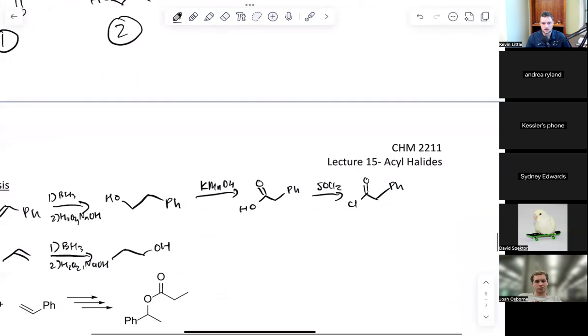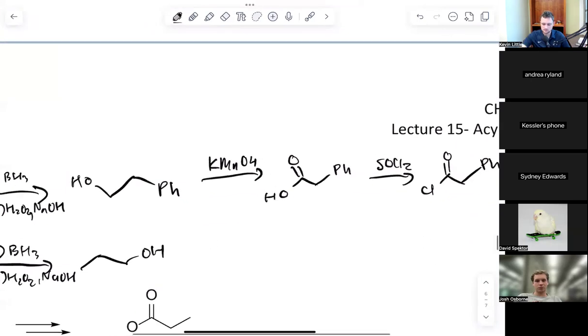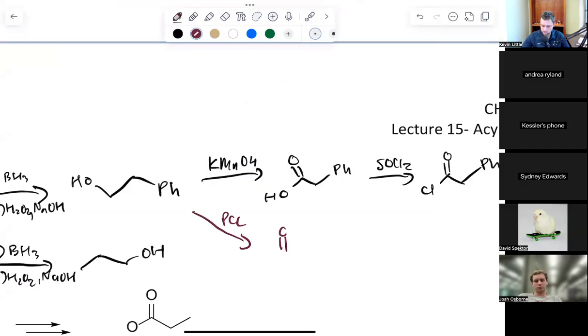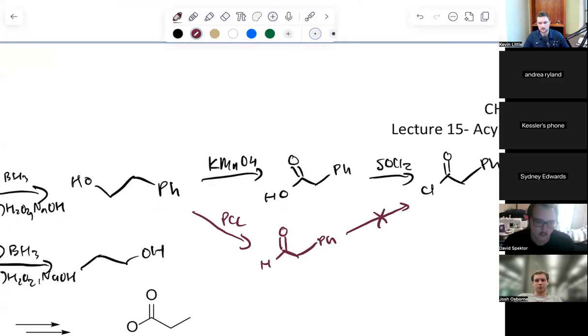So someone asked why I use KMnO4 instead of PCC. PCC gets me here, and there's nothing I can do to turn that into what I want. PCC stops at the aldehyde.